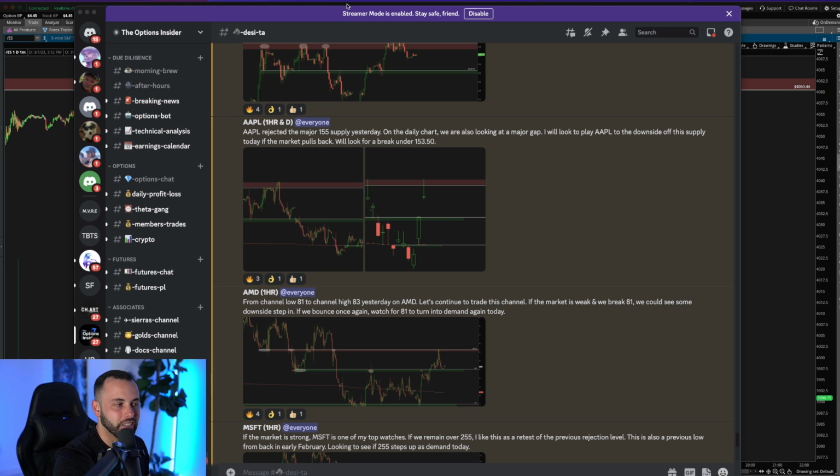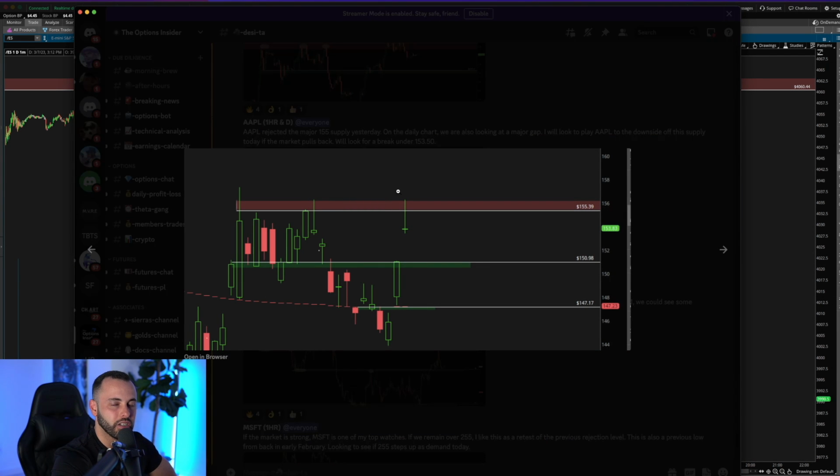So we were saying here with Apple rejected the major 155 supply yesterday. You can see that here in the daily chart that I posted this morning. You can see this is our daily chart. We had that major supply rejection up at 155, and you can see that this was yesterday's daily candle, a major rejection of that level and a really ugly, what some would call gravestone doji, right? We moved up, we moved down, and a really ugly close on Apple, definitely presenting a major rejection there at 155.